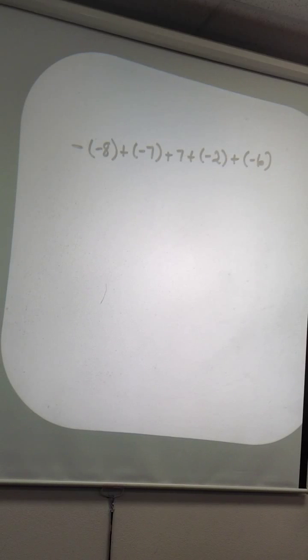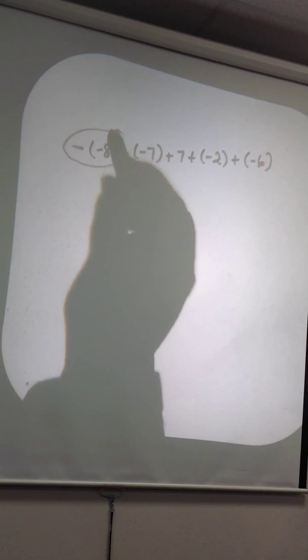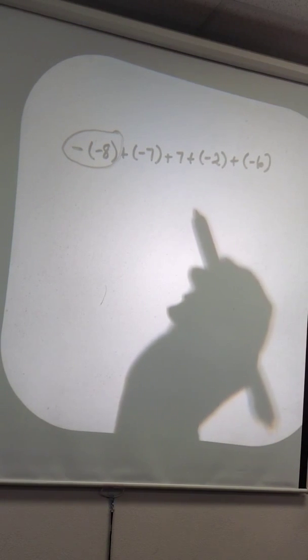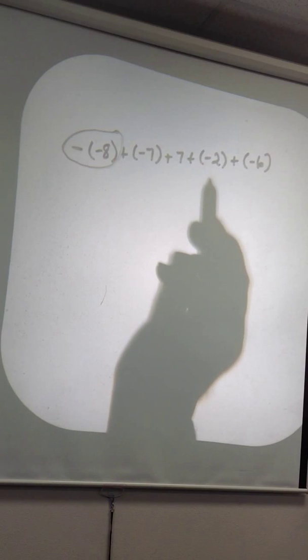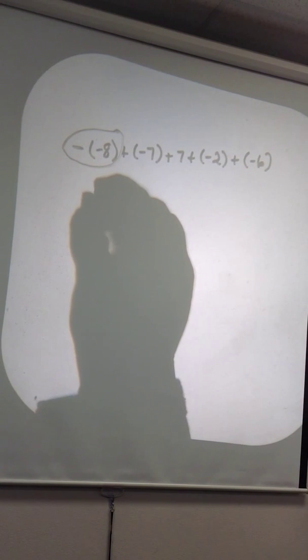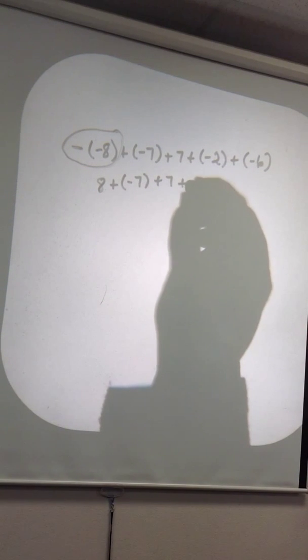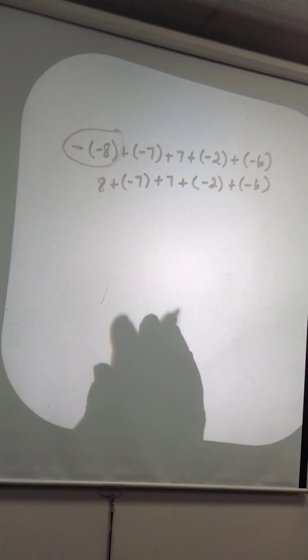What do you have circles around, Elijah? Why did you put a circle around right here? Yeah. Have any more? Everybody agree with you? Kind of a silly problem, wasn't it? Okay, so what is the opposite of -8? So we have 8 plus -7 plus 7 plus -2 plus -6. All right, we ready to add?